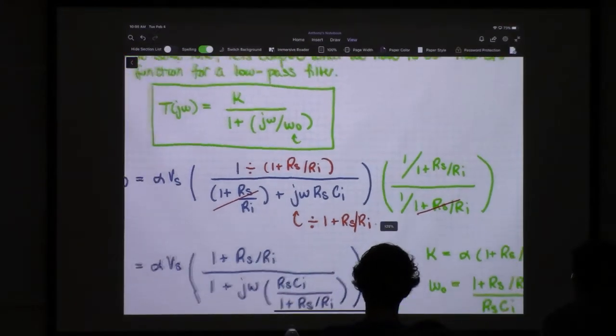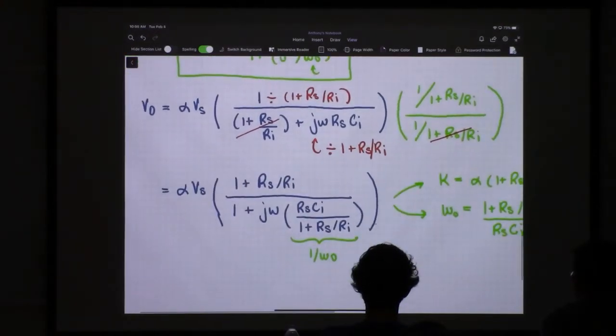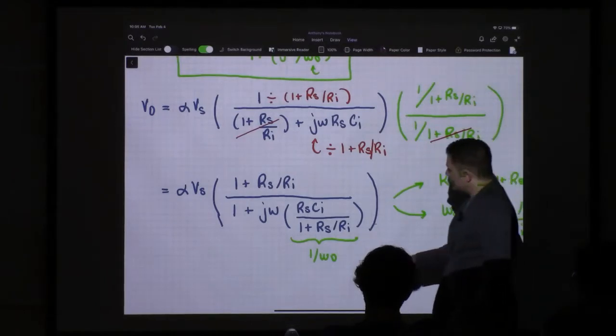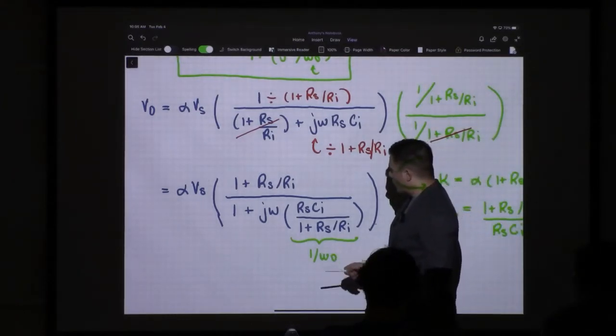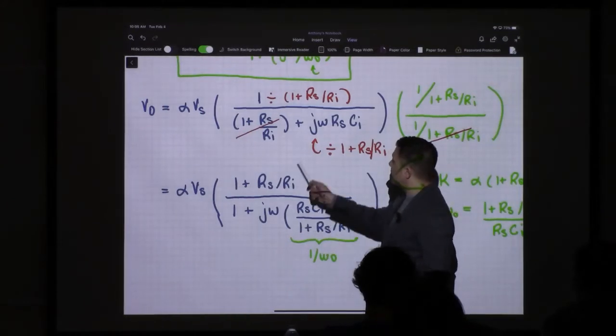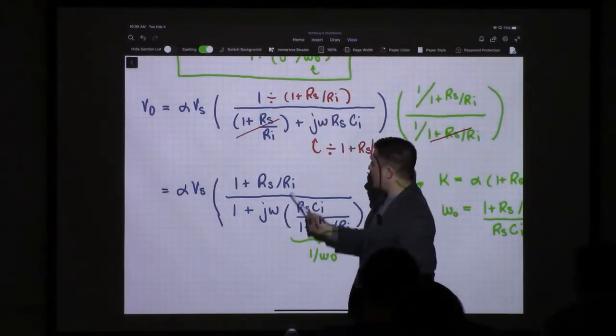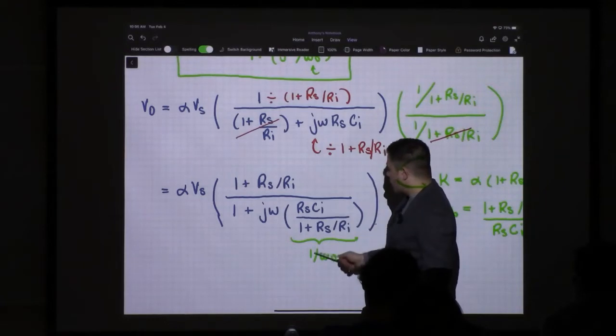So this is what the form looks like. So our omega 0, our corner or cutoff frequency, will be 1 over this, right? Because the form says it's j omega over omega naught. So this is 1 over omega naught.